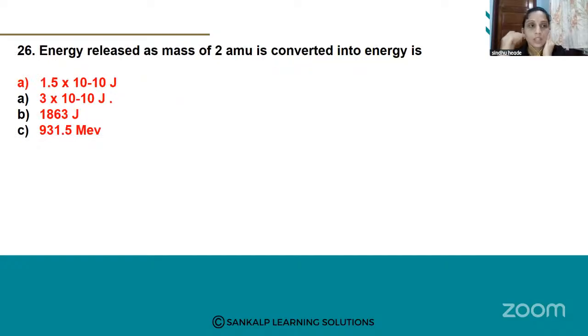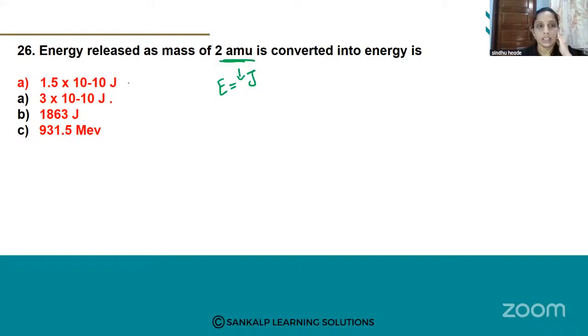Okay. Next, 26. The energy released when a mass of 2 AMU is converted into energy is. Here they give the mass in the form of AMU. You have to convert it into energy in joules. How to convert this?